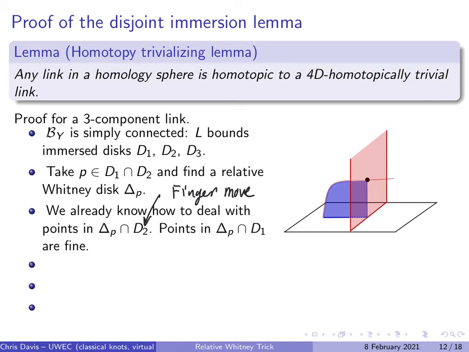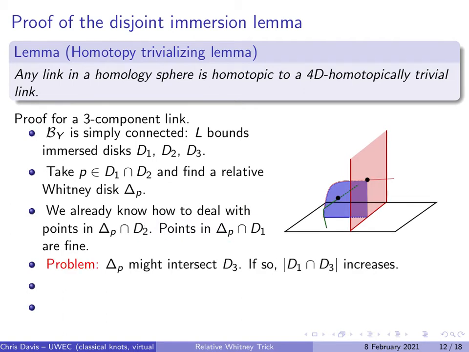Points in delta P intersect D1 are fine, in the sense that if you perform the relative Whitney trick, then points in delta P intersect D1 will just increase the number of double points in D1, but that's just fine. So the only bad thing that can happen is delta P might intersect the third component of this union of disks. If it does, then when you perform the relative Whitney move, the number of intersection points between D1 and D3 might increase by 2.